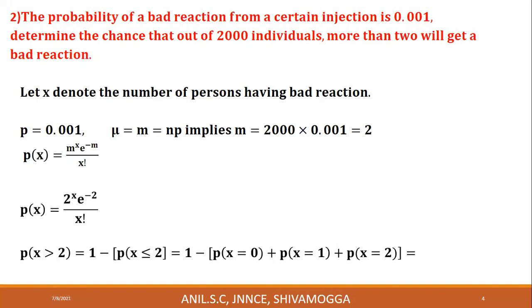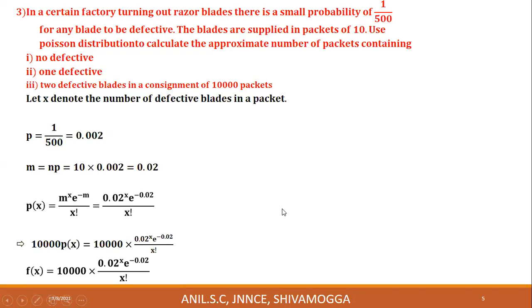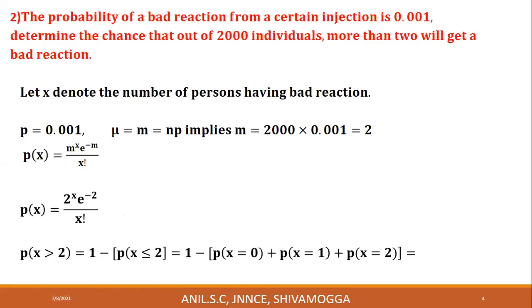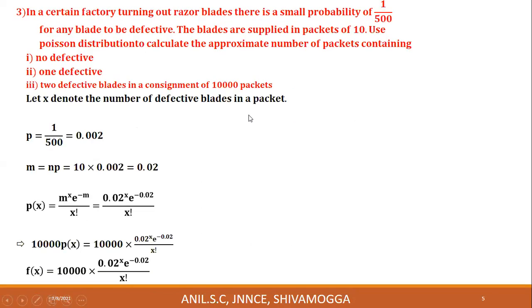I think in the previous class we were discussing Poisson distributions and completed 2 or 3 problems. I don't know which is the last problem we discussed. Is the second one over? Yes, sir, the second is over. Then we start with this third one.